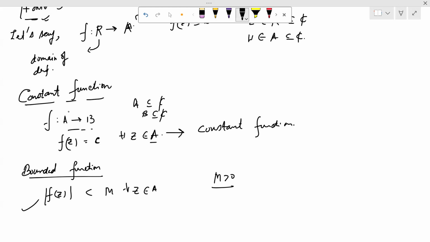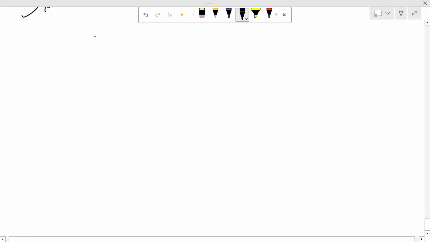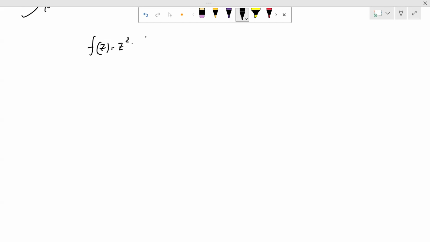Now with regards to univalence, let us take some simple example. f(z) is equal to z square, and we have to see whether it is univalent or not. So if I take f(z) equal to z square and define the domain of definition to be mod z less than or equal to 1, clearly the domain of definition is simply a closed disk, which I already have referred to you. It is a closed disk centered at 0 with radius 1.